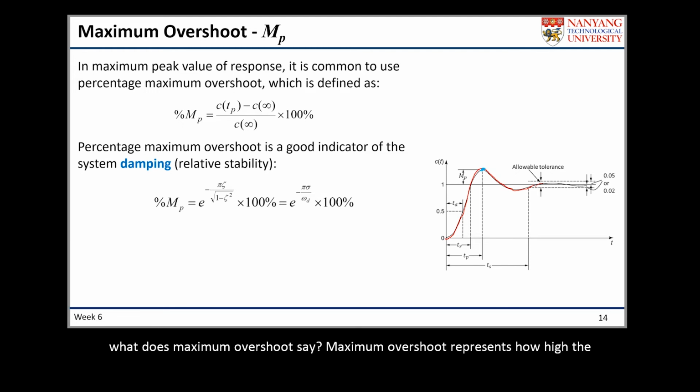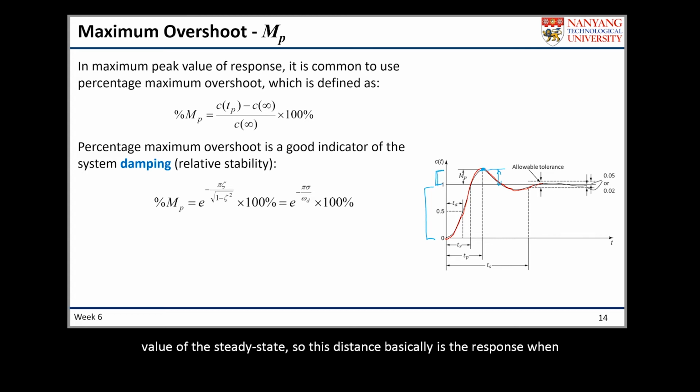What maximum overshoot says: maximum overshoot represents how high the response is overshooting the steady state value. So maximum overshoot, or we call it Mp here, basically tells us how much the response is overshooting the steady state value in a percentage. So basically, maximum overshoot is the ratio between this distance and the value of the steady state.